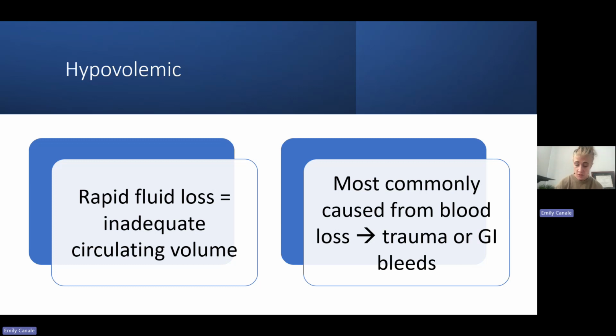So again, maybe just a big loss of blood. So an acute bleed, blunt traumas, maybe they're severely vomiting, maybe they're having really severe diarrhea, fluid loss due to burns. Those could all lead into hypovolemic shock.